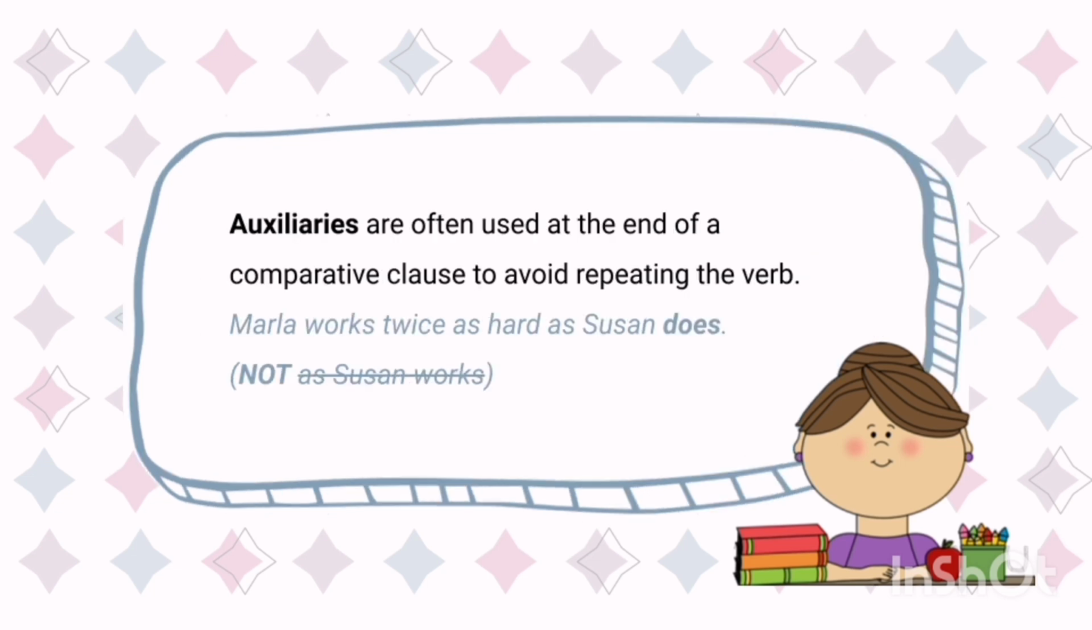And finally, remember that auxiliaries are often used at the end of a comparative clause to avoid repeating the verb. So, for example, we can say, Marla works twice as hard as Susan does, and not as Susan works.